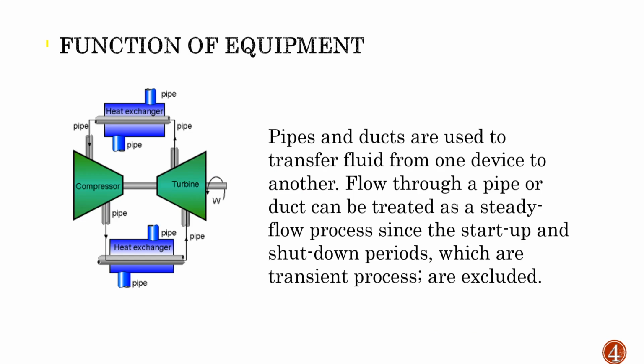Now, about the function of the equipment, you know that pipes and ducts are used to transfer fluid from one device to another. The startup and shutdown periods, which are transient processes, are excluded. A transient process is when a process variable that has been changed in the system has not yet reached a steady state.